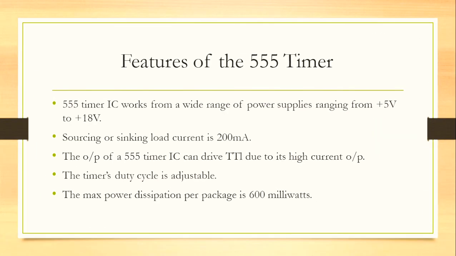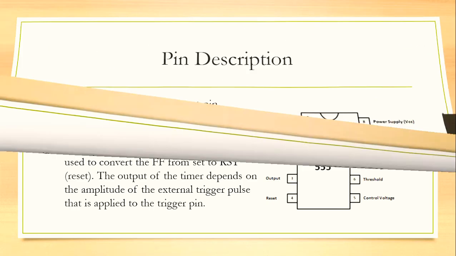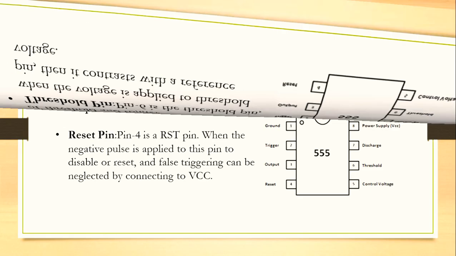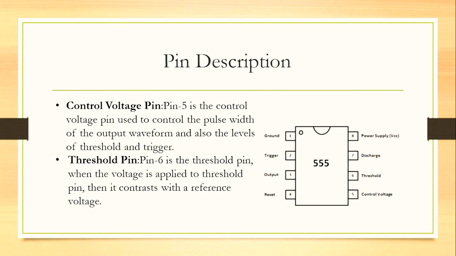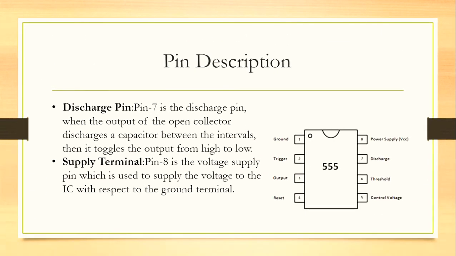Now these are some features of the 555 timer stated below. Now we have the pin description. Each pin has a different function, as we saw in the block diagram. These pins are namely ground pin, trigger pin, output pin, reset pin, control voltage pin, threshold pin, discharge pin, supply terminal. These are the eight pins of the 555 timer IC.